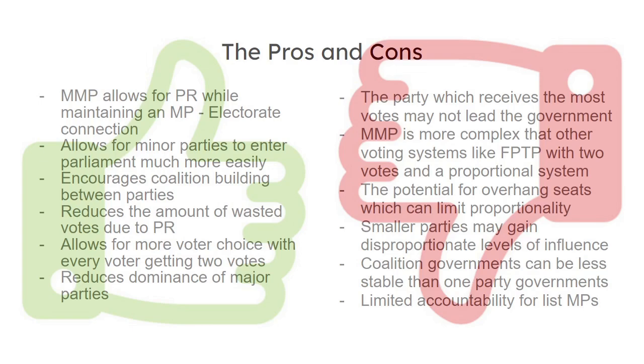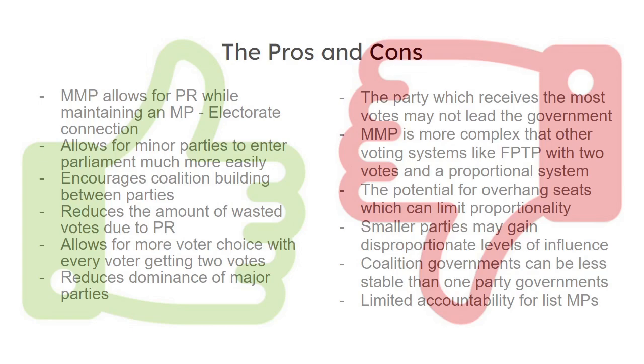Some of the cons include the party which receives the most votes may not lead the government, such as National in 2017, and MMP is more complex than other voting systems like first past the post, with 2 votes and a proportional system both used. There's also a potential for overhang seats which can limit the proportionality, such as Te Pāti Māori in New Zealand getting 6 seats following the 2023 election, despite only being entitled to, I believe, 4.